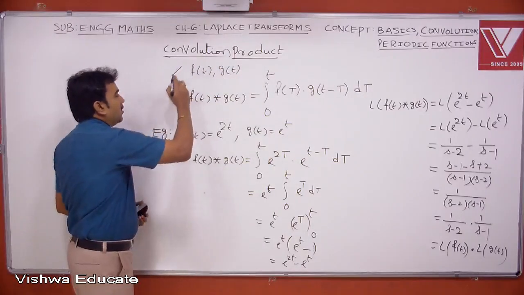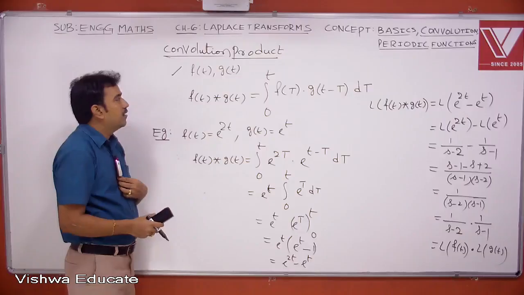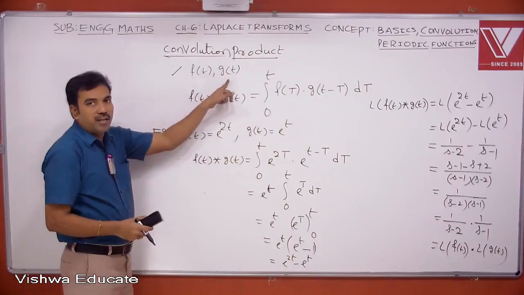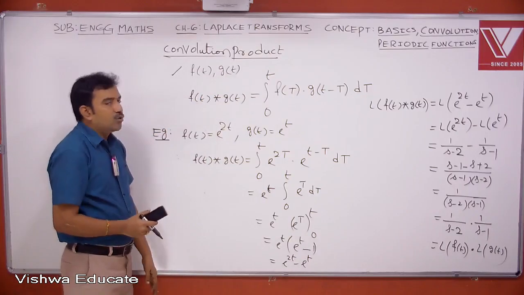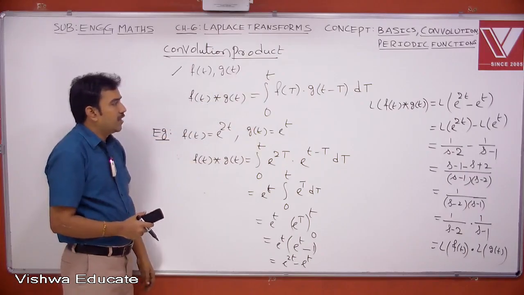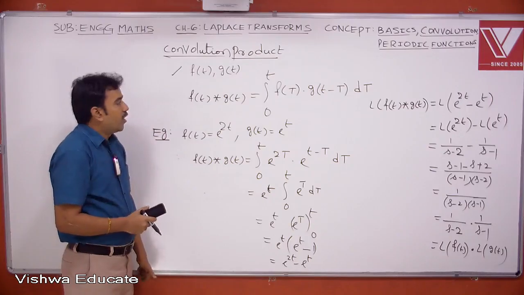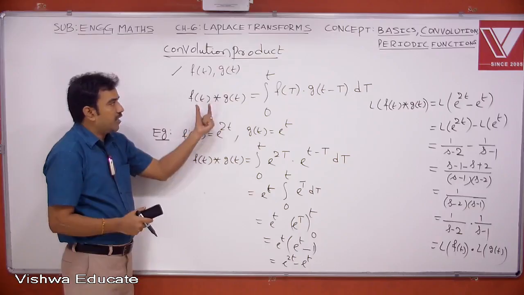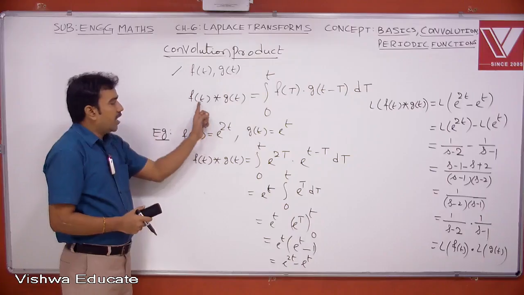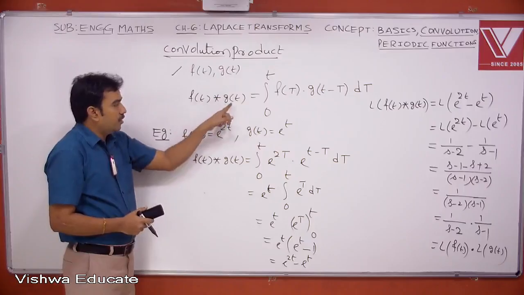Let f of t comma g of t be two functions in the time variable t. Then the convolution product of f of t comma g of t is denoted and defined as f of t star g of t equal to this.